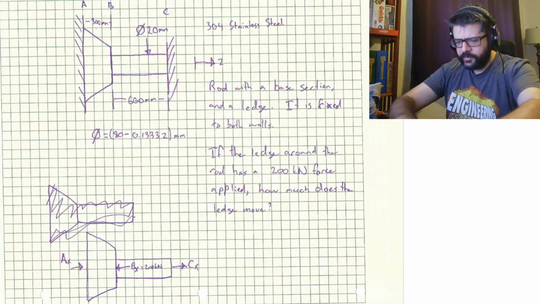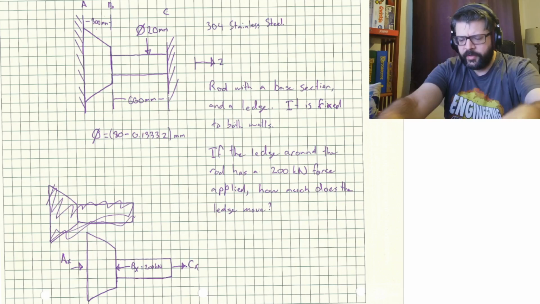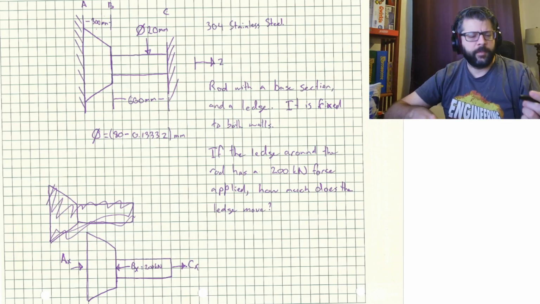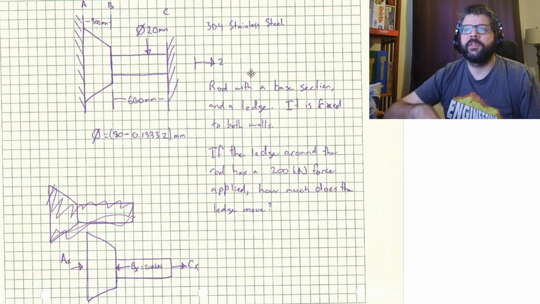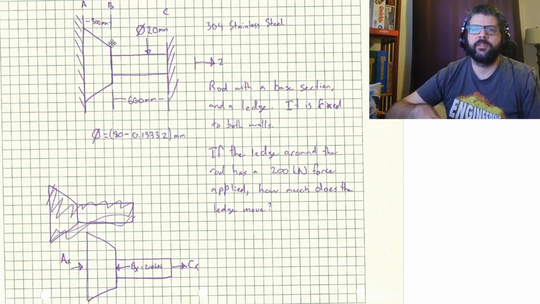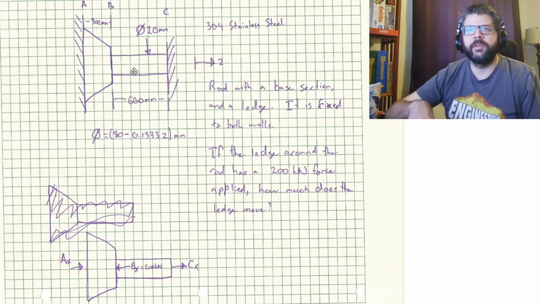Okay, so let's look at another example of an axial problem. This one's not as uniform as others. We've got this stainless steel rod that has a base section on it, with a little ledge here. Again, the main section of the rod is 20 millimeters in diameter. And then it's got this cutout here, so it's a little ledge.